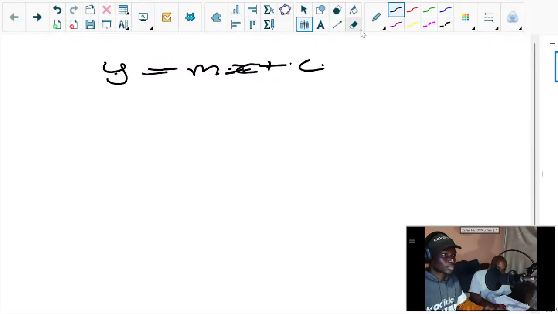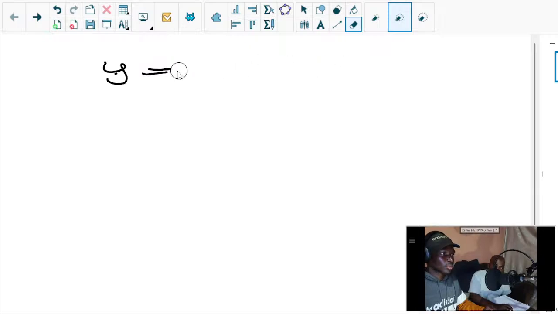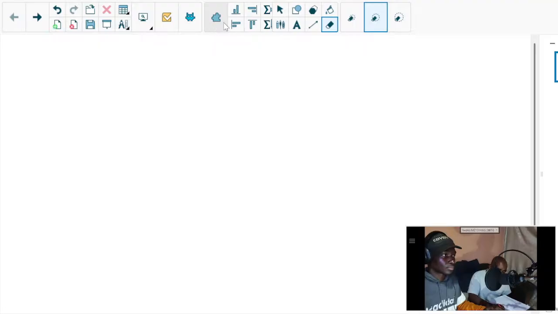Y and x are simply input and output, so we don't have to talk about those. But there are variables that we don't know, like m and c. So we can talk about those.